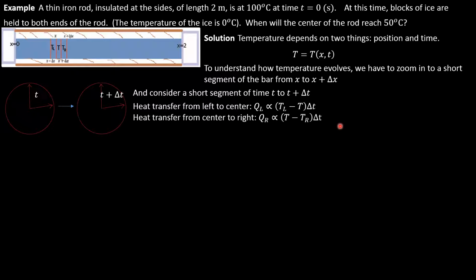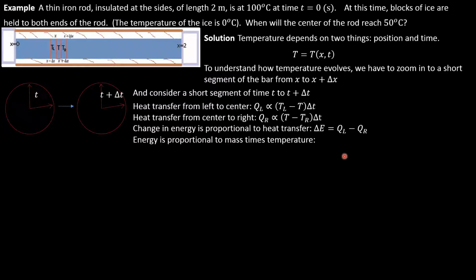So, if we also look at the right-hand slice, the heat transfer from center to right will be given by this, by similar reasoning. Then we're also going to use this fact, this empirical fact, that the change in energy of our center slice will be proportional to the amount of heat that it gains from the left slice minus the amount of heat that it loses to the right slice.